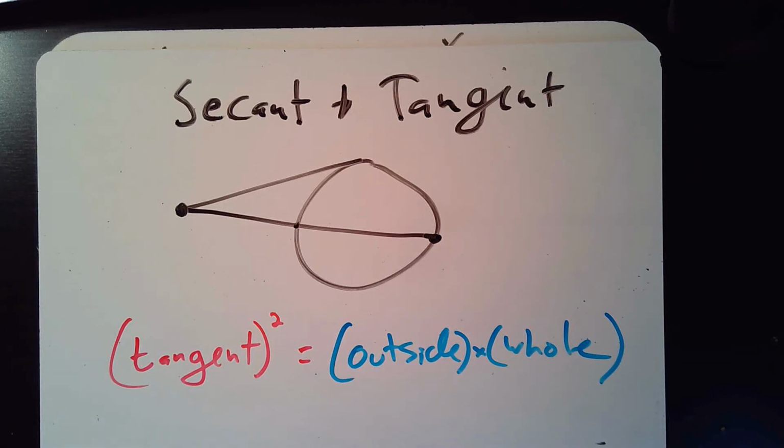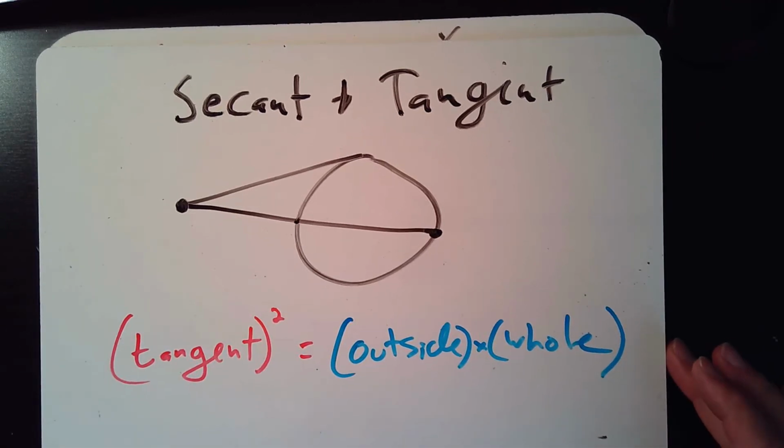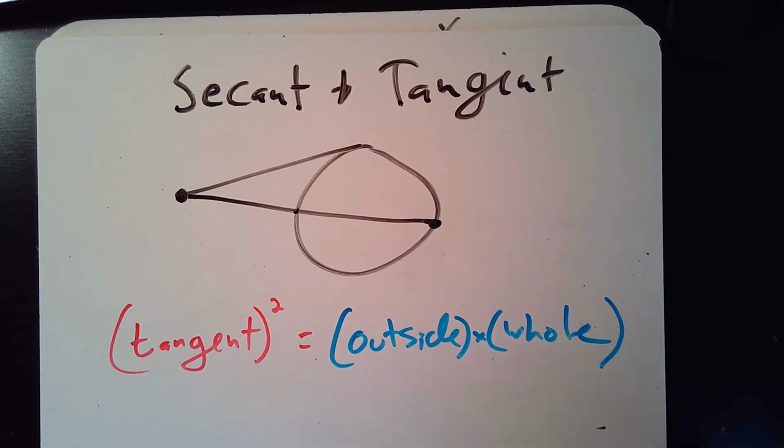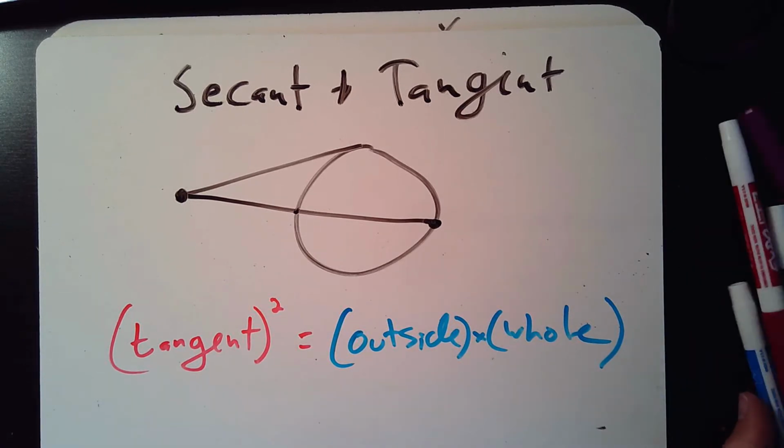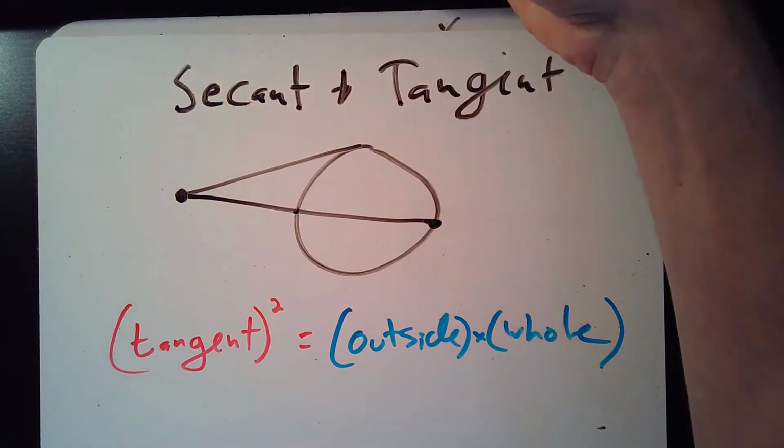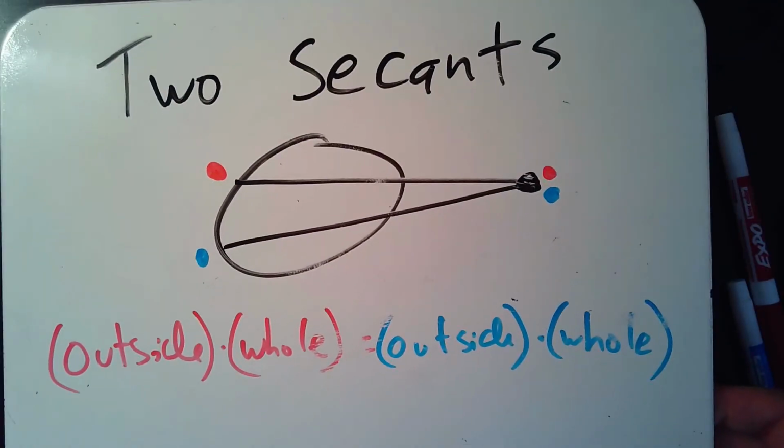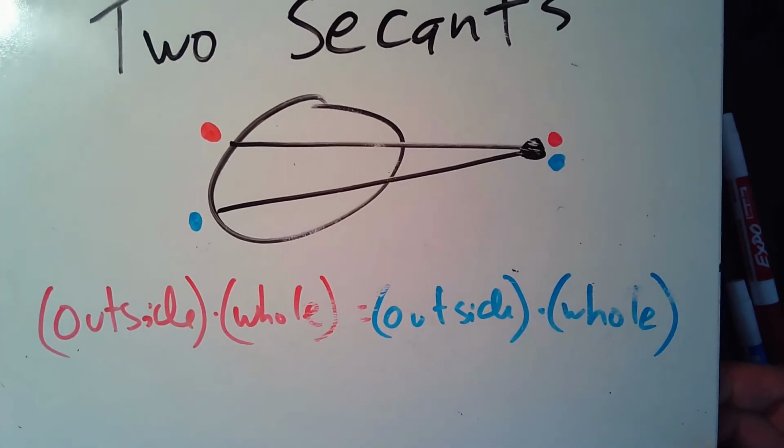All right, the next one I hear people having a little trouble with is the idea of a secant and a tangent. So it's really similar to the two secants because it's still using that outside times whole that we talked about in the previous video. Outside times whole equals outside times whole.